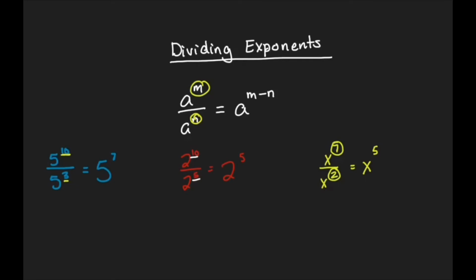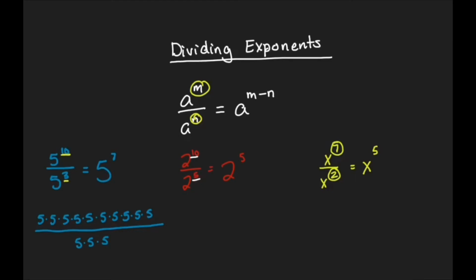If you're wondering why this works, we'll take a look at the expanded form of two of them. So we'll do 5 to the 10th power. If you expand that, it is 5 times itself 10 times. So that's 3, 4, 5, 6, 7, 8, 9, 10. That's the expanded form of the numerator. The denominator is the same thing, but instead of 10, because it's 5 cubed, we'll just do 3 of them. So 5 times 5 times 5.